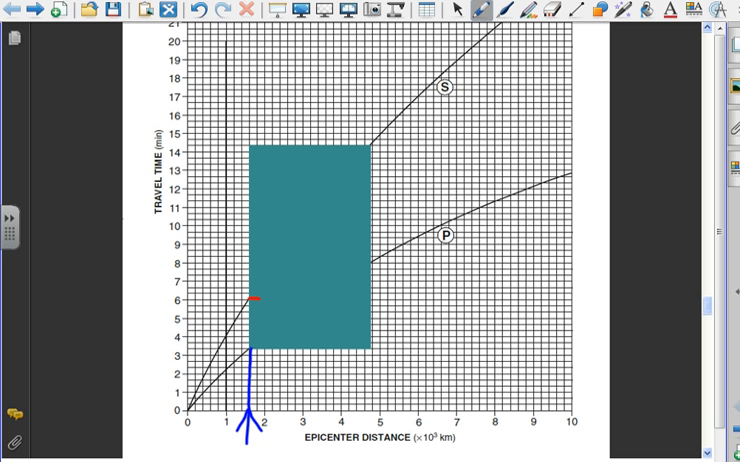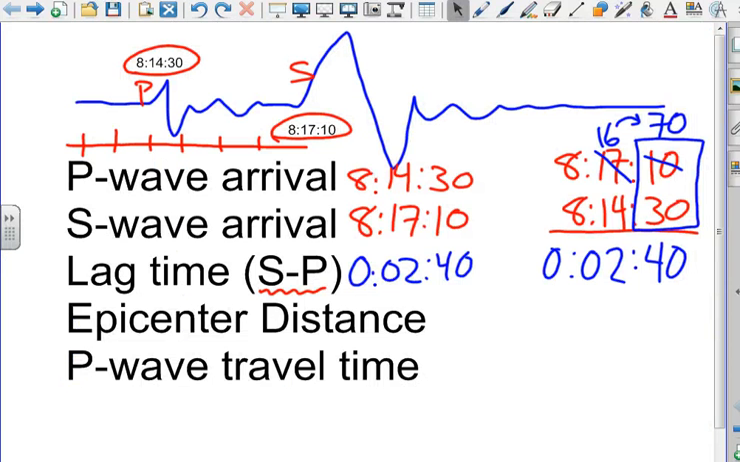Each one of these boxes going across the bottom is 200 kilometers. This one is really 1,000 because we had 3 zeros on. So that is 1,000, 1,200, 1,400, 1,600. So we come back to here, and our epicenter distance is 1,600. Make sure you put down the kilometers.